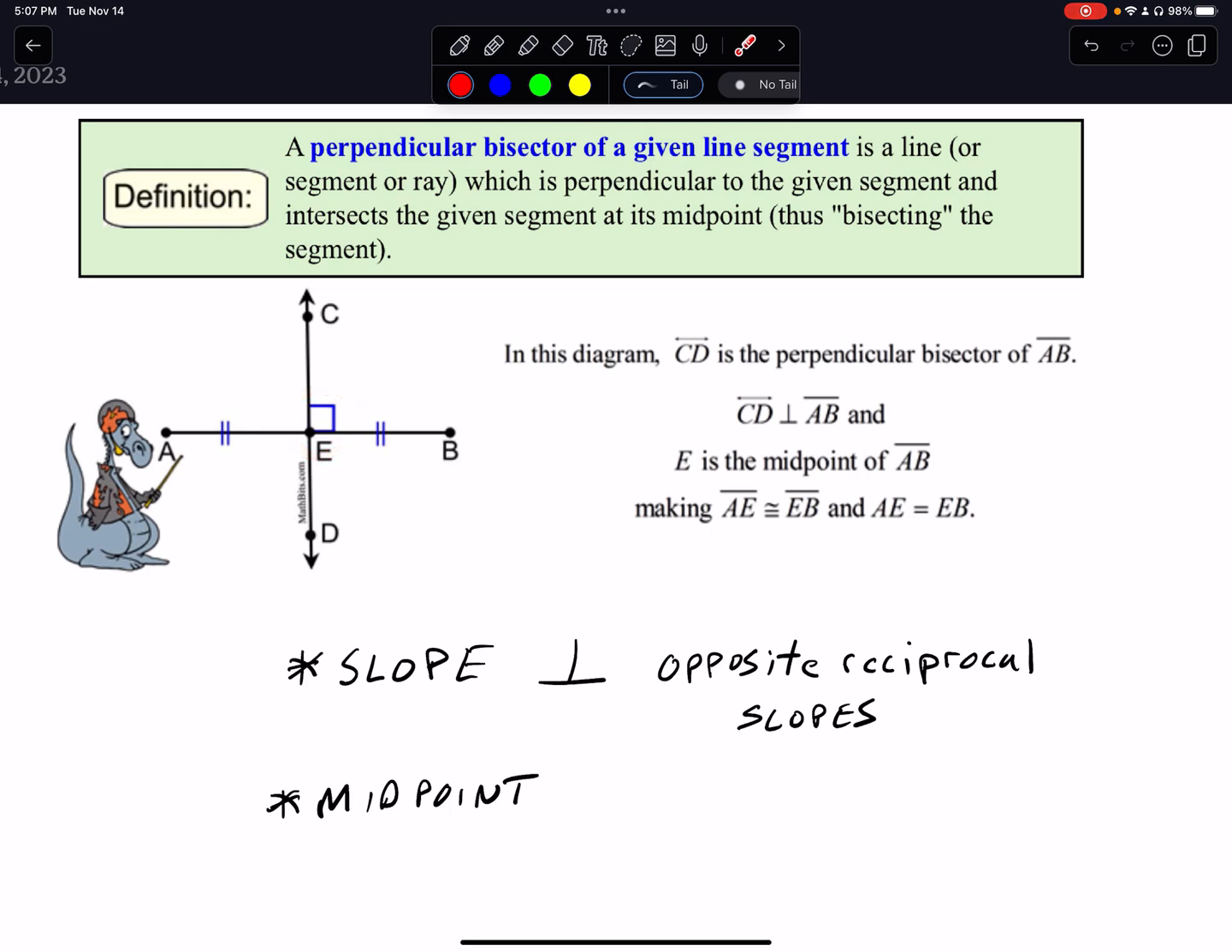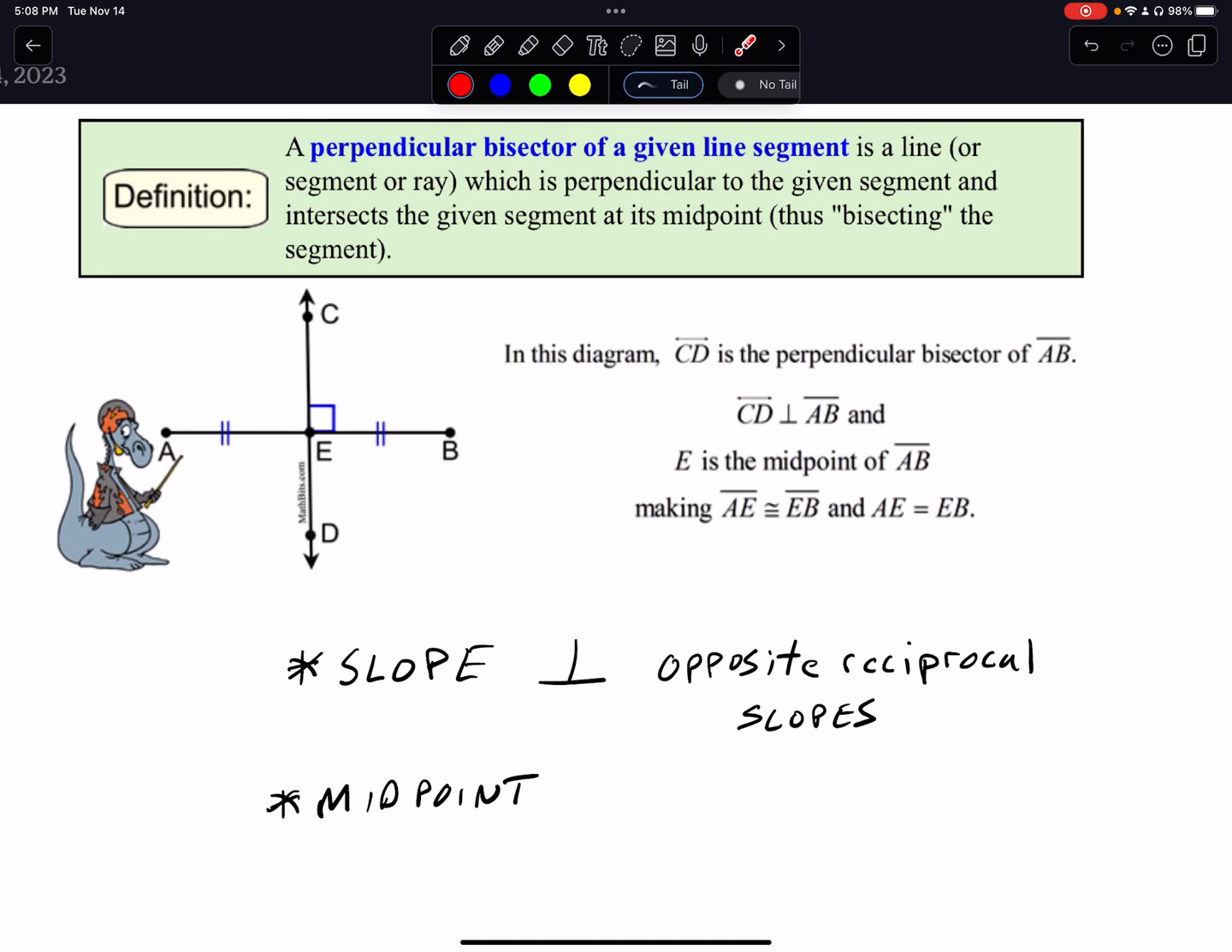The next thing is that E is the midpoint of AB, right? And how do I know that E is the midpoint of AB? Because if E is the midpoint of AB, AE is congruent to EB, okay? And the distance from A to E is equal to the distance from E to B, okay? And that's given by these two marks right here. That shows you that what we've created here in this image is a perpendicular bisector, okay?